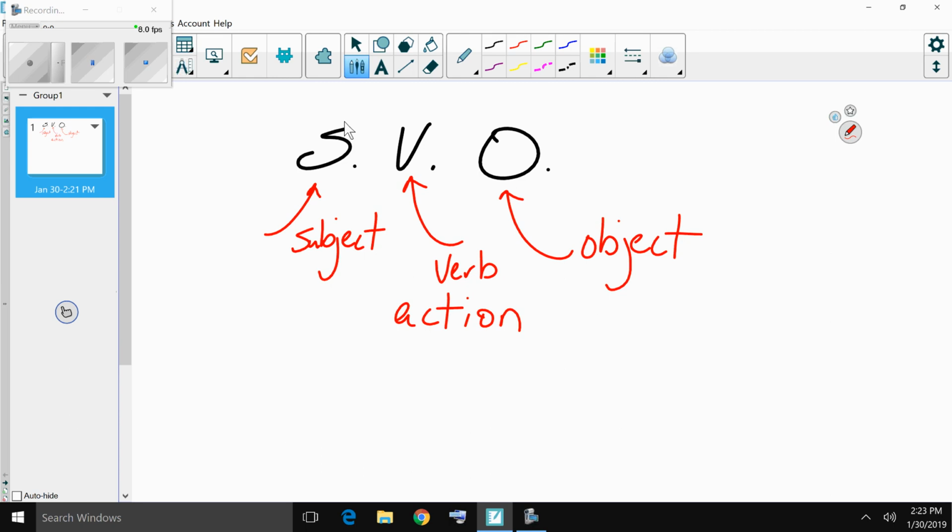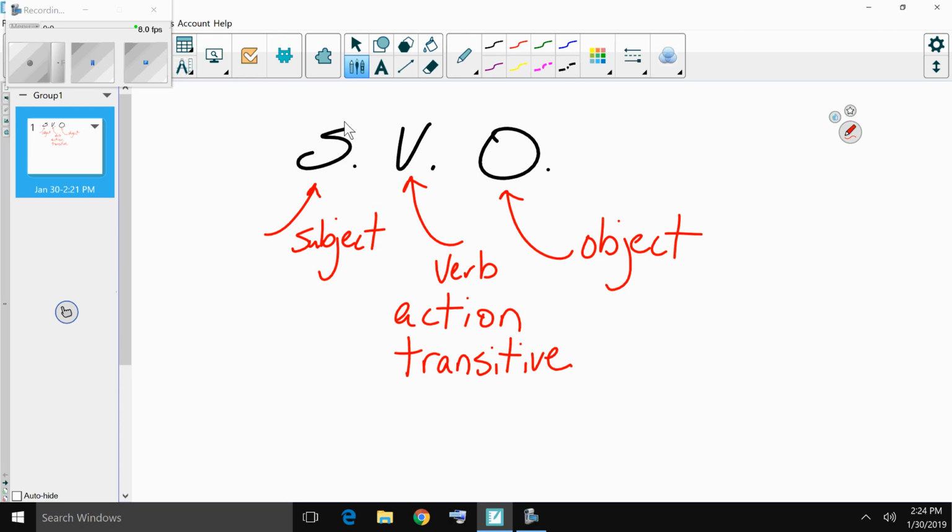Does anybody know what type of action verb has an object? Harish? A transitive action verb. Are there action verbs without objects? Yes. What are they called? Intransitive action verbs. Is there another function to the verb other than action? What is it? Linking. Good.